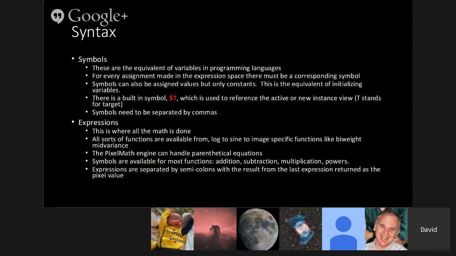So there are a few syntax rules for pixel math. There are symbols and expressions. The symbols are basically just variables, just like you'd see in any programming language. They have to be defined separately outside of the expression. For every assignment made in the expression space, you have to have a corresponding symbol. Symbols can be signed values, but they can only be constants if you put them in the symbol box. This is the equivalent of initializing variables.